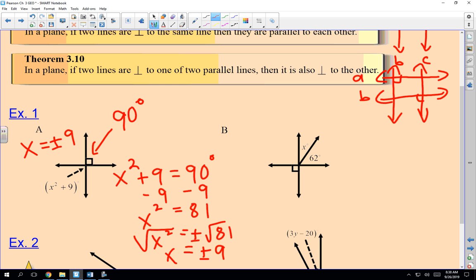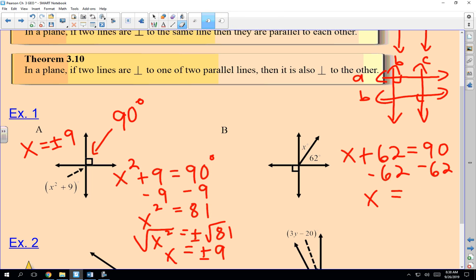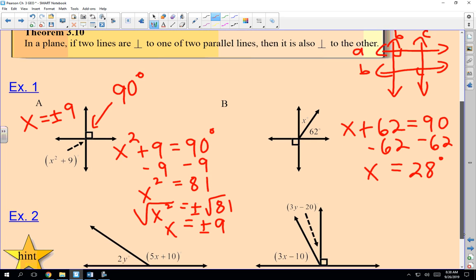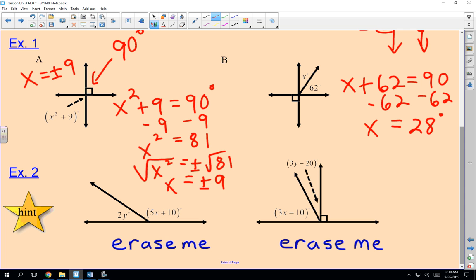In part B, what would x have to be to force those two lines to be perpendicular to each other and make a 90? Well, you can probably do it in your head. x plus 62 has to equal 90. Subtract 62 from 90, which is what you're doing in your head. You get x equals 28 degrees. So if x is 28 degrees, that'll make a 90. It'll be complementary to the 62, and thus make a 90.